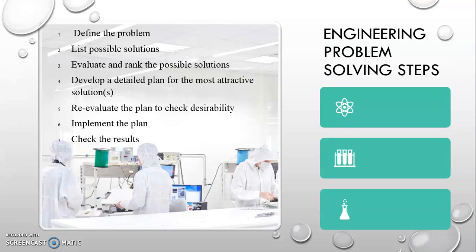These are the engineering problem-solving steps that I used in my lesson plan. Step number 1, define the problem. Step number 2, list possible solutions. Step number 3, evaluate and rank the possible solutions. Step number 4, develop a detailed plan for the most attractive solutions. Step number 5, reevaluate the plan to check desirability. Step number 6, implement the plan. And finally, step number 7, check the results. And return to step number 4 if you need to develop a new plan and go through and implement it again.